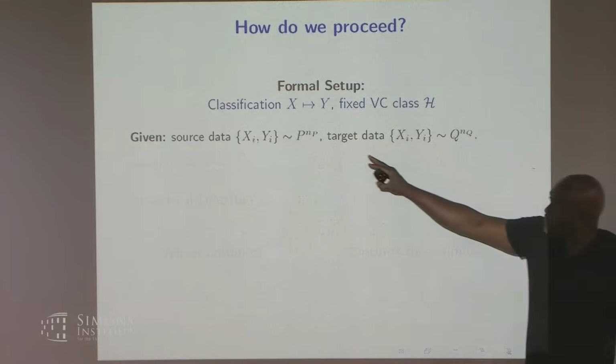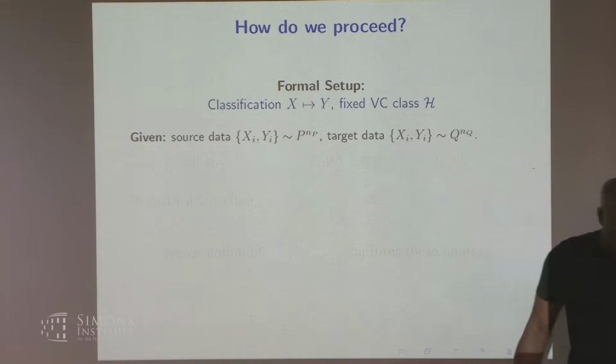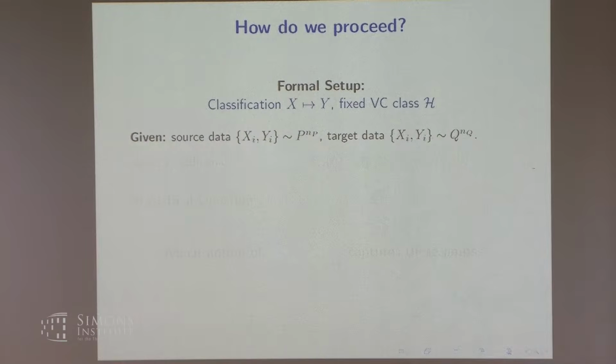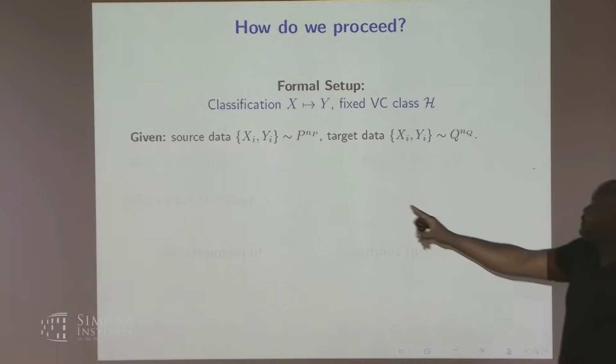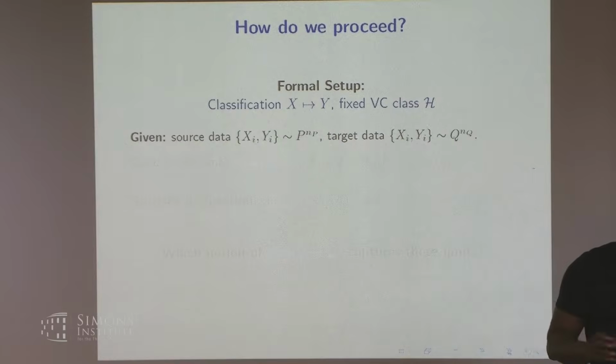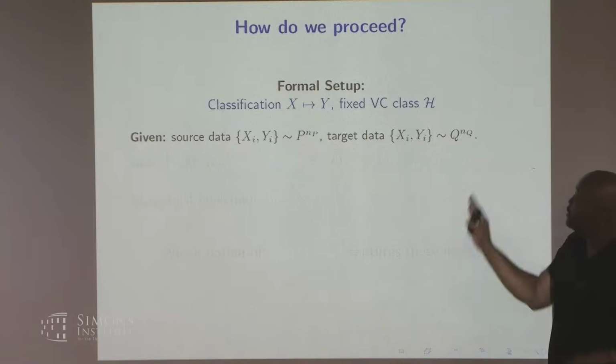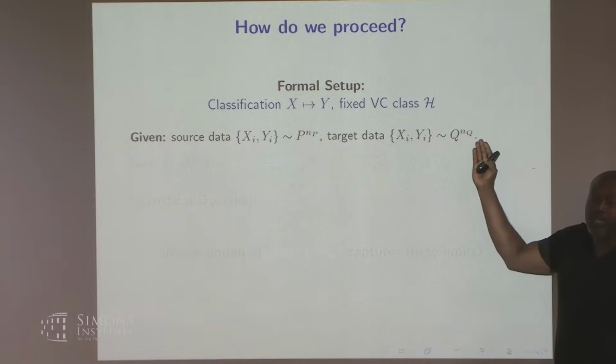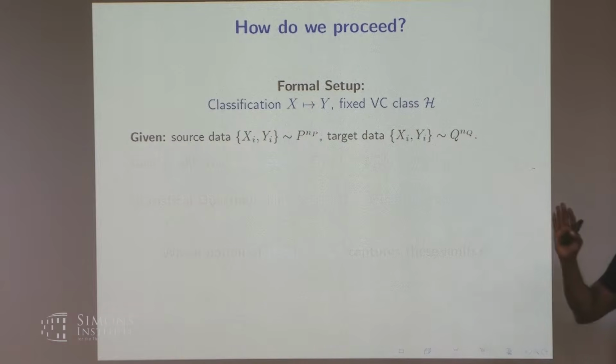So as opposed to much of the work that mostly looks at the case where you have source data but no target data, we're going to consider settings where we have both source and target data. But that recovers the setting where we don't have any target data, because I'm allowing N_Q to be anything and P to be anything. Fine. And this is important. Why?